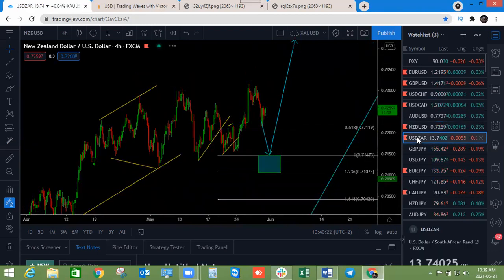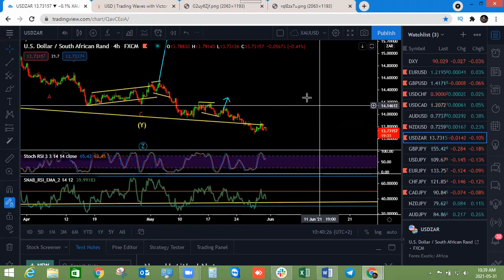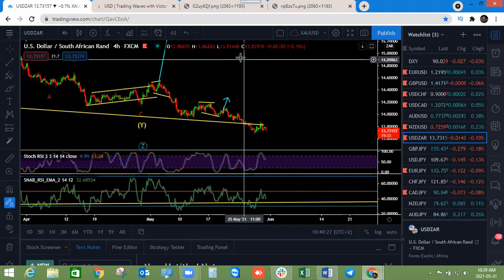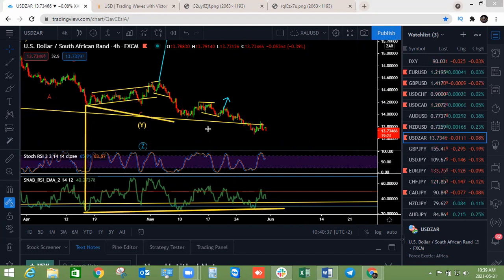All right, US dollar ZAR. This one is correlated to US dollar CAD. Let's have a look at the divergence on the RSI. So there is divergence on the RSI, as you can see here. This has been making lower lows from around this area, and the RSI has been making an uptrend up to this point. But we're still trading lower than the 50.